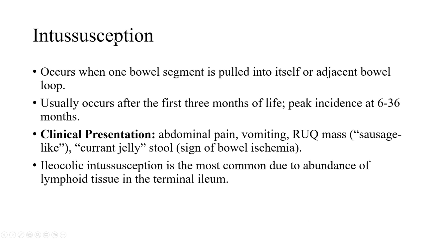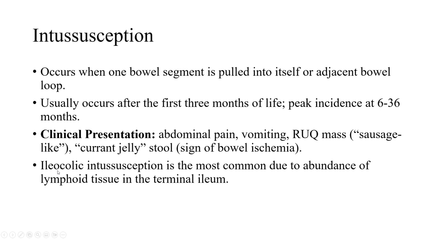This is an example of intussusception, which occurs when one bowel segment is pulled into itself or an adjacent bowel loop. This usually occurs after the first 3 months, with a peak incidence between 6 months to 3 years old. The classic clinical presentation consists of abdominal pain, vomiting, and right upper quadrant sausage-like mass. Sometimes these children will also get red currant jelly stool, which can be a sign of bowel ischemia.